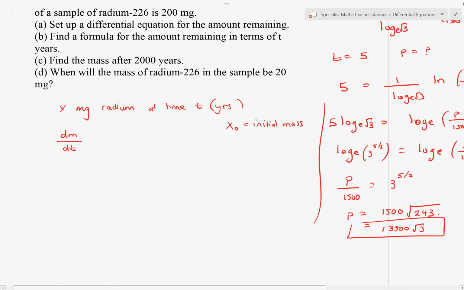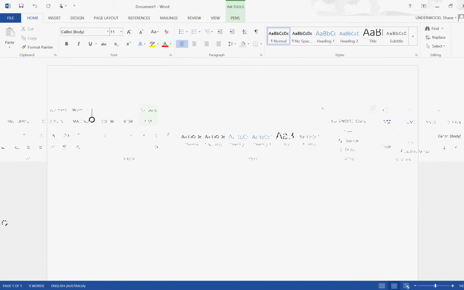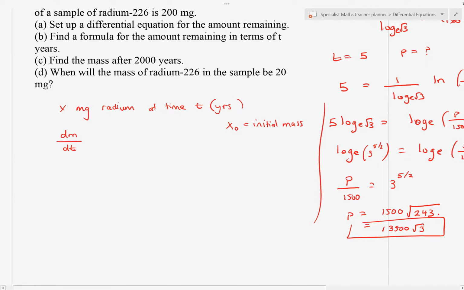dmdt. Beautiful. Now, dmdt. So then should it be milligrams radium? You've labelled it X. Oh, okay. Oh, yeah, sorry. M milligrams radium. Yep. I like that.